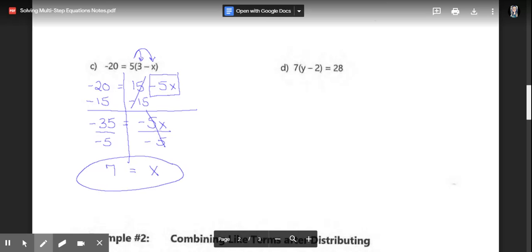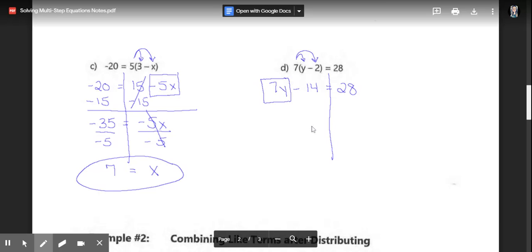One more problem for this section. So let's take a look at problem D. I'm going to draw my line down the middle. What's the first step? I need to distribute. Anytime you see parentheses, you have to distribute to get rid of those first. Which one of these answers shows the correct distributing? It should be 7y minus 14 equals 28. I'm going to box off my variable.